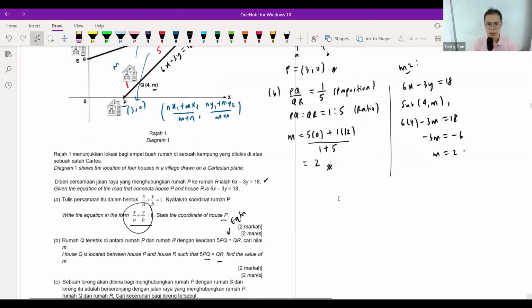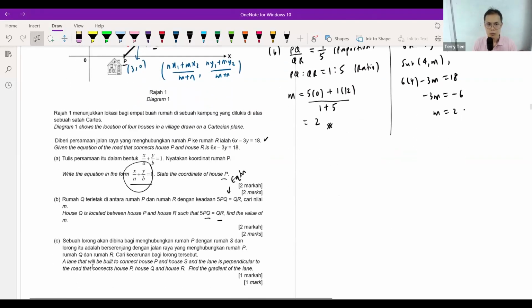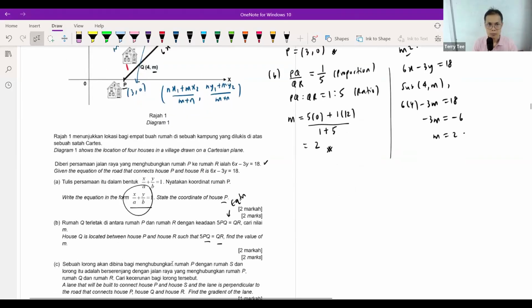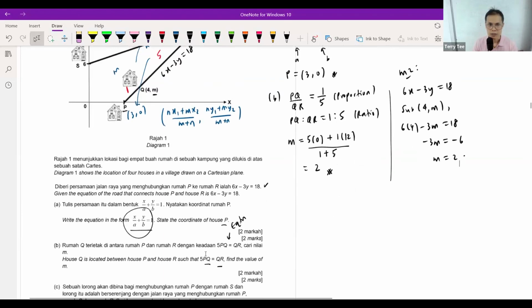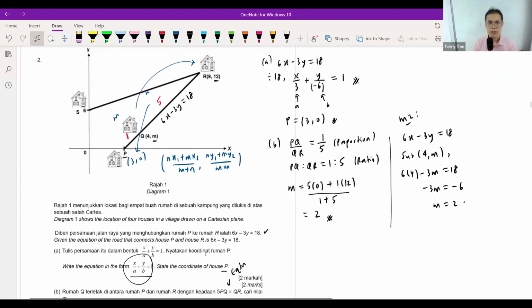Now let's move on to part C. A lane will be built to connect house P and house S, such that the lane is perpendicular to the route that connects PQR. Find the gradient of the lane. Okay, very easy. This is perpendicular. You just want to find the gradient of this lane PS. Very simple. You already know the equation of this line. Just change it to y equals mx plus c to find the gradient.